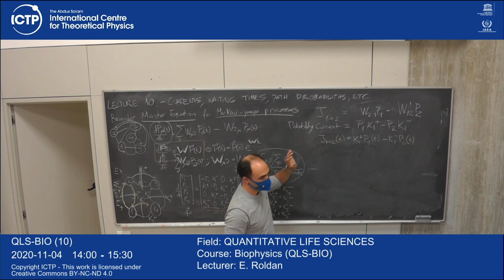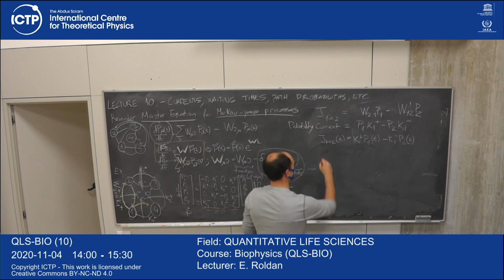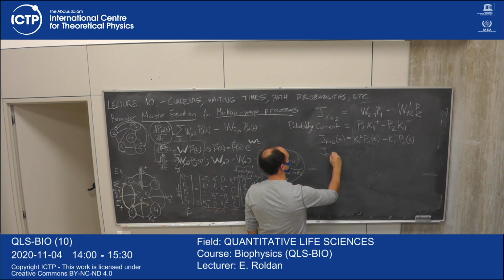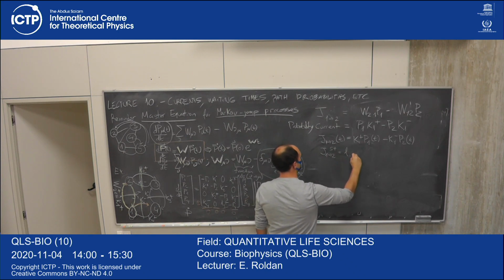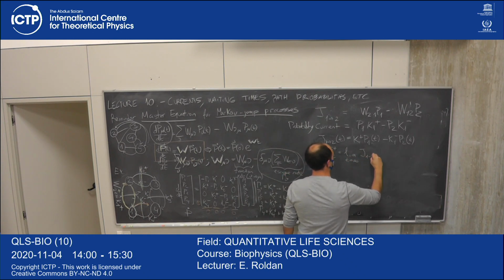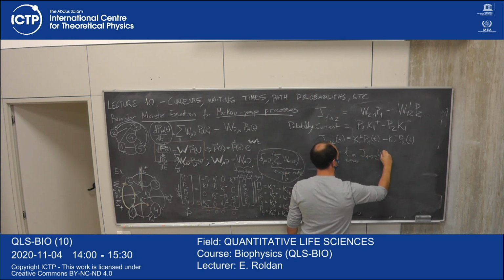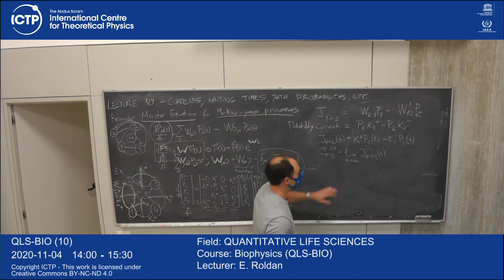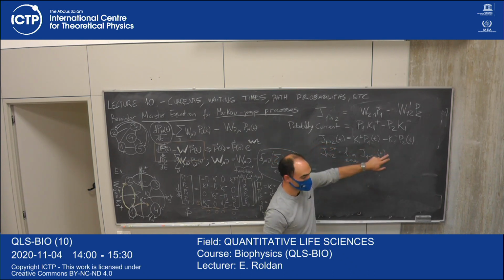In the previous lecture, I defined the stationary current. So the stationary current is the limit when t goes to infinity of J1 to 2 of t. And what is the limit of P1 and P2 when t goes to infinity?